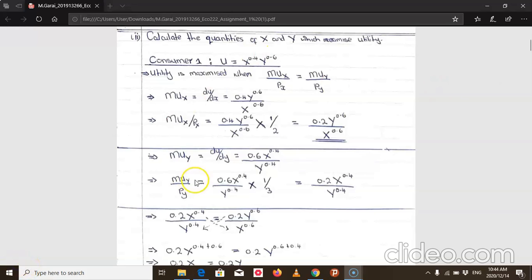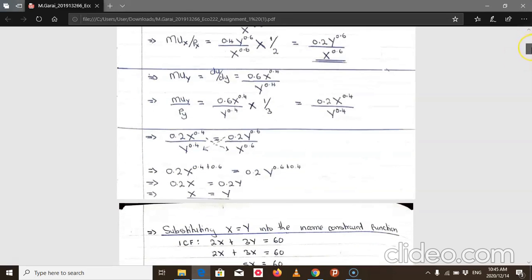We do the same for y. We find the marginal utility of y, and then we divide by the price of y. So we will find MUY over PY and MUX over PX. And then we equate the two. We say the weighted marginal utility should be equal. So when equating, we solve this equation.